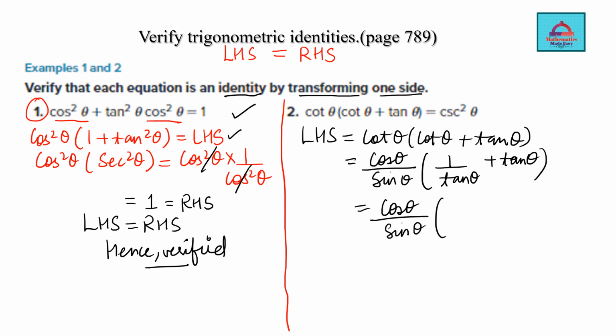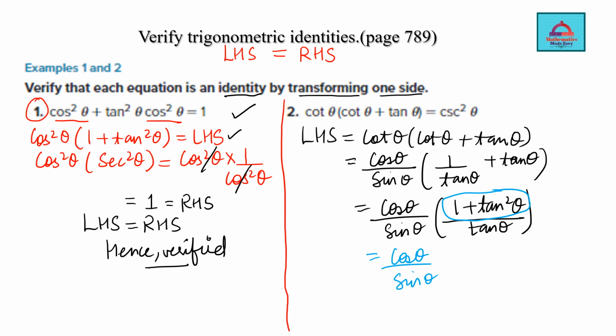Just simplify, take LCM. So this is 1 plus tan square theta over tan theta. Now use Pythagorean here in the numerator. So 1 plus tan square is secant square. So this reduces to cos theta over sine theta multiplied with secant square theta over tan square theta. Now convert everything into sine and cos so that we can cancel the common factors.